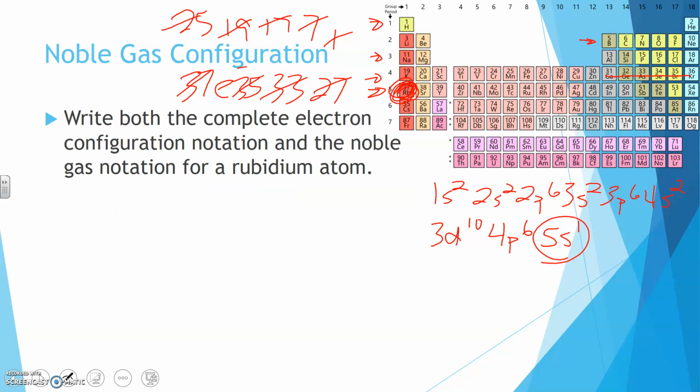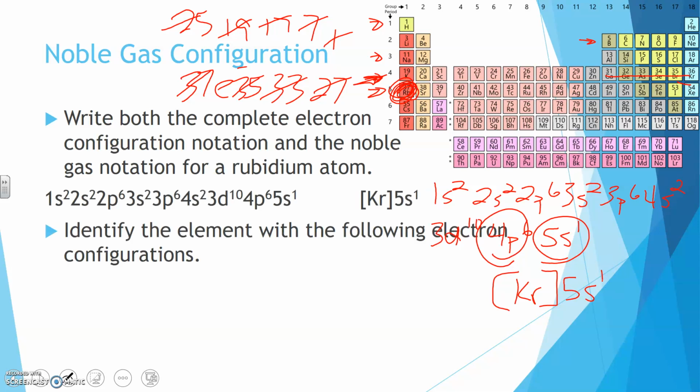Now to write the noble gas configuration, this one's relatively easy. You go to the noble gas in the row above where rubidium is, so the 4th energy level here. Go across and you see krypton, so krypton in brackets, and that accounts up to 4p6. Now you just write what's left over: 5s1.